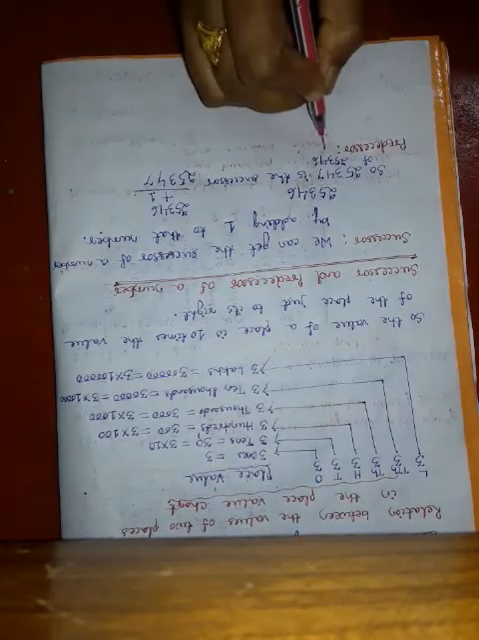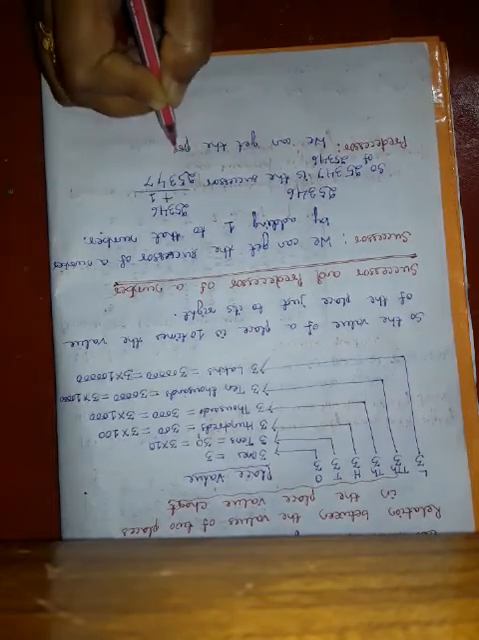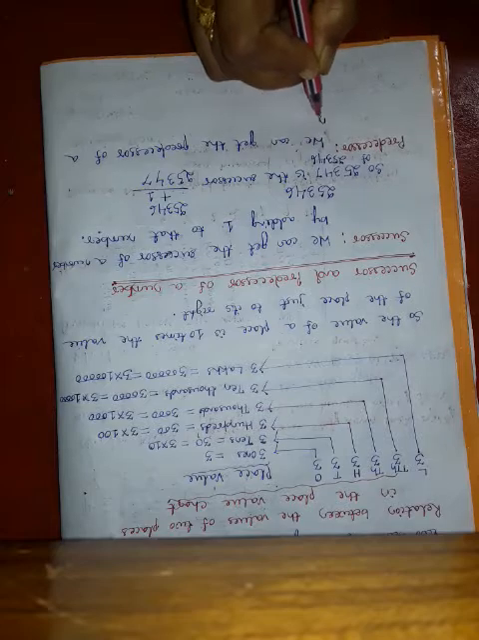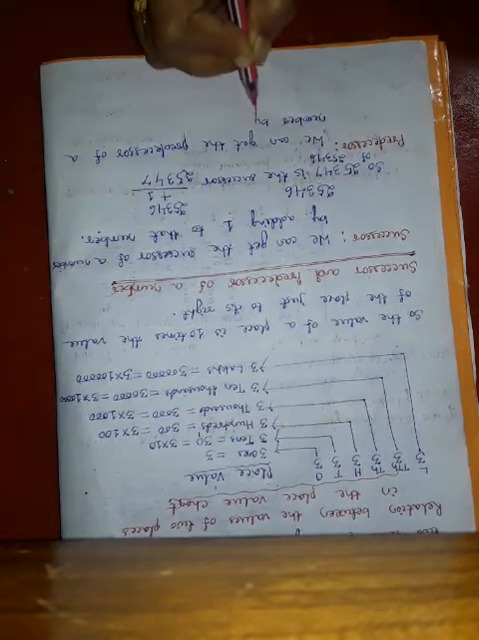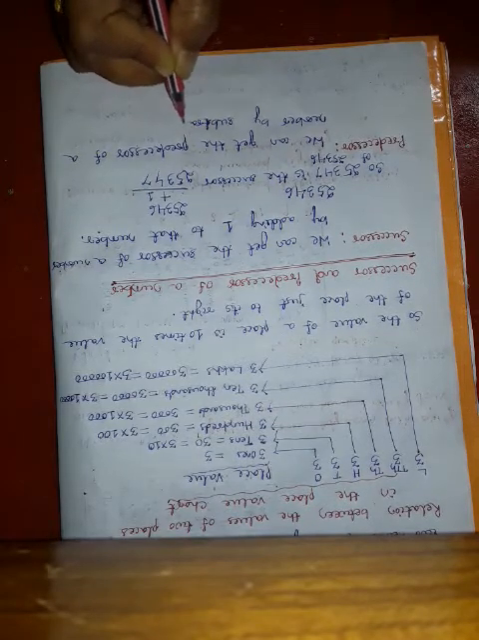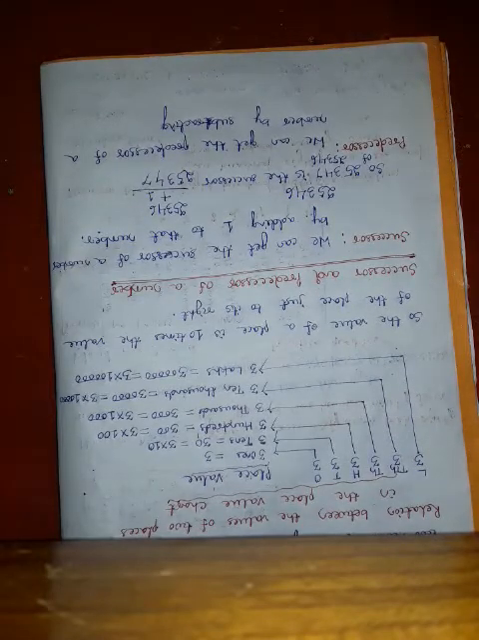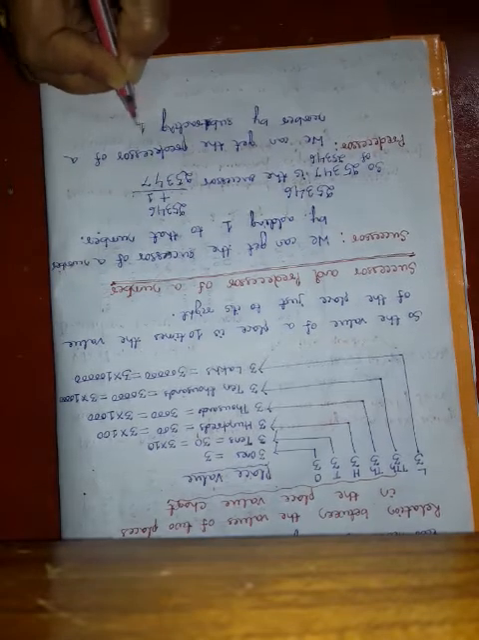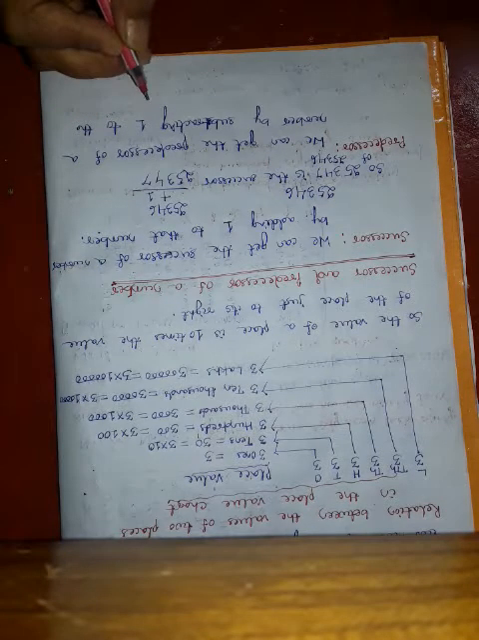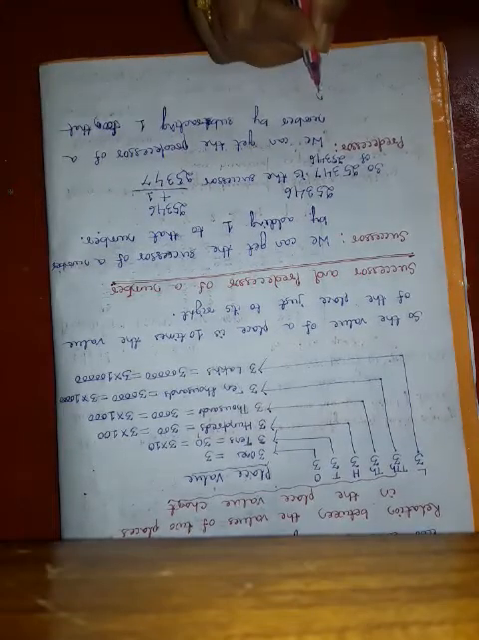Then what is the predecessor? We can get the predecessor of a number by subtracting 1 from that number.